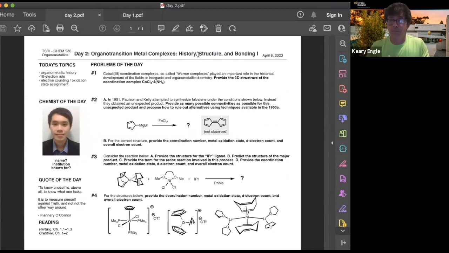So problem of the day number 1 for the day 2 notes. Cobalt-3 coordination complexes, which are called Werner complexes, have played an important role in the history of the development of the fields of inorganic and organometallic chemistry. Provide the 3D structure, or I think the way I phrased this in class is provide multiple possible 3D structures of the coordination complex cobalt trichloride tetra ammonia.